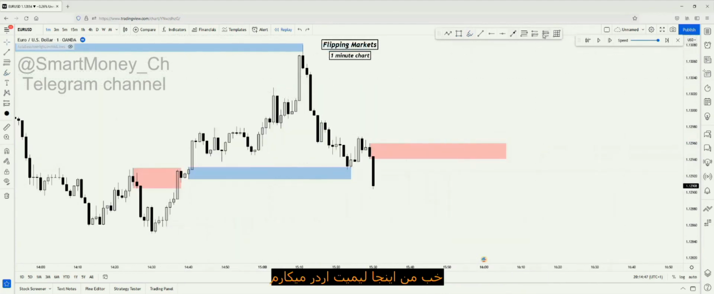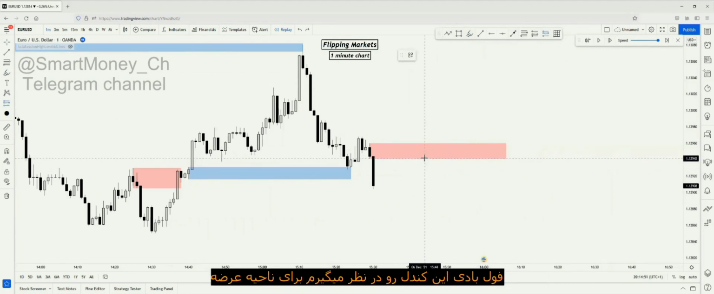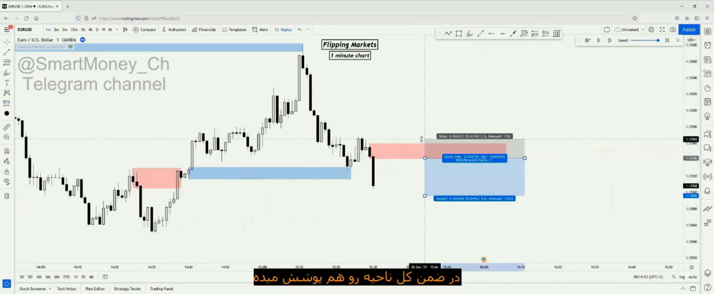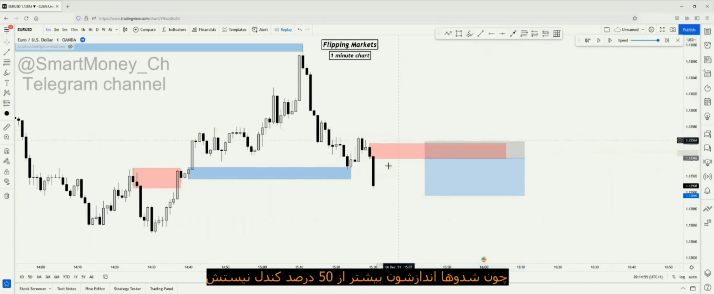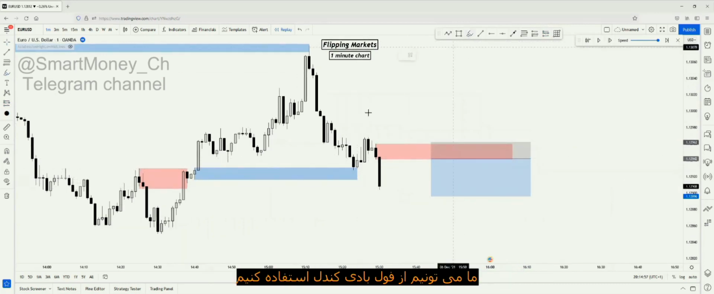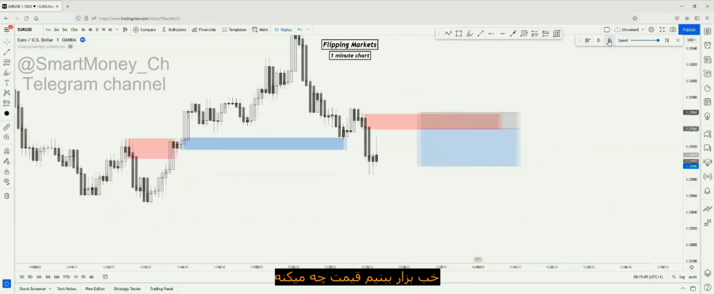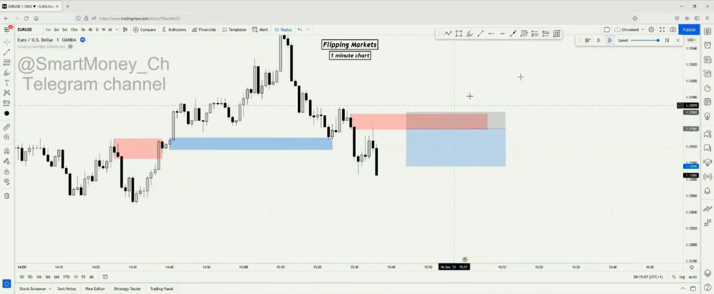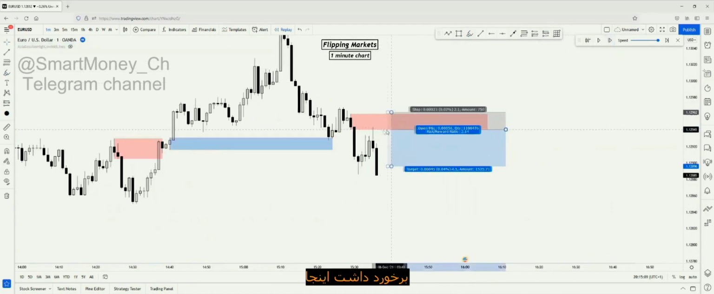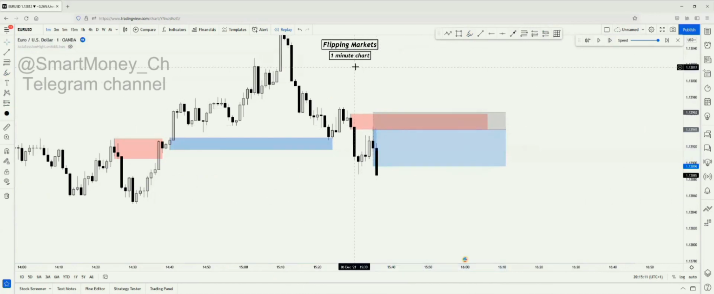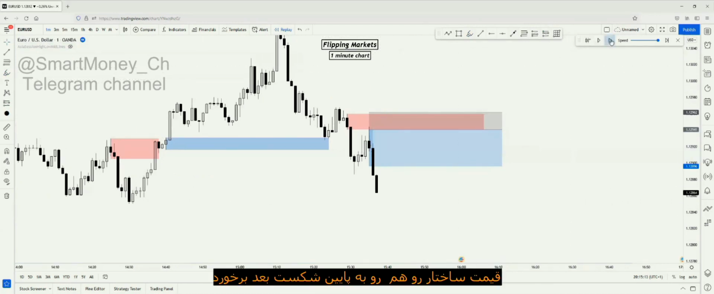Okay, I did set a limit order on the full body because the 2-point stop loss did cover the whole zone. As you can see, it did cover it, and the wicks aren't bigger than 50% of the candle, so we can use the full body. Okay, let's just play price. Tapped in, and the price broke structure to the downside.